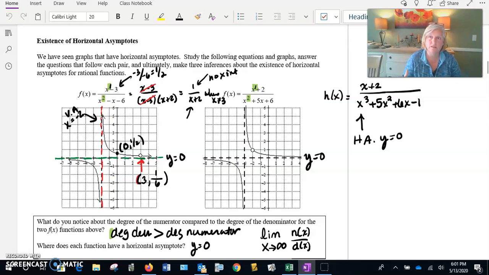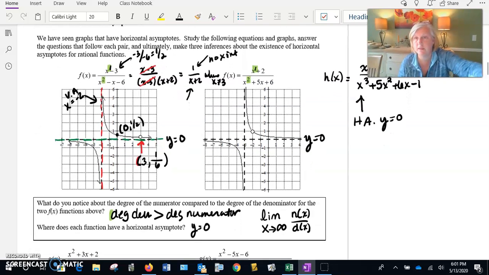Now, I like to call this survival of the fastest whenever I'm talking about this, especially in my calculus classes, is this idea that because the degree is larger on the bottom, what's going to happen is the bottom is going to go to infinity a lot faster than what the numerator is going to go to.